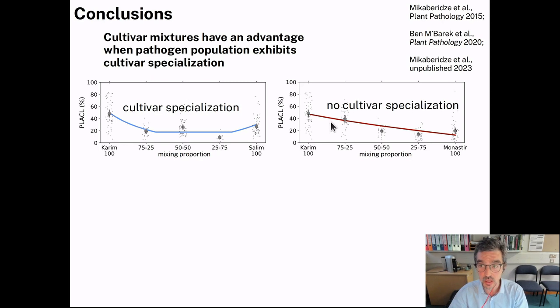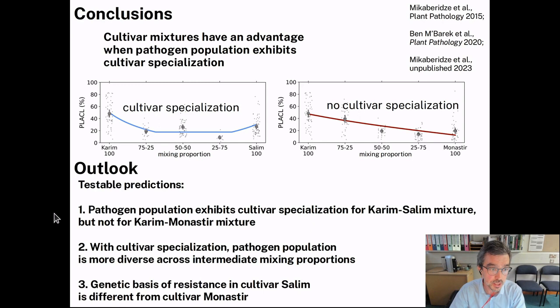Now, in contrast to that, we can hypothesize that in the Karim-Monastery mixture, the pathogen population does not have cultivar specialization, and this is the underlying reason why we observe this simple gradual decrease in the disease severity as we increase the proportion of the resistant cultivar in the mixture. Now, this is still a hypothesis because there can be a number of alternative explanations of these patterns in the data. But this data-model comparison allows us to formulate several predictions that can be tested in future experiments.